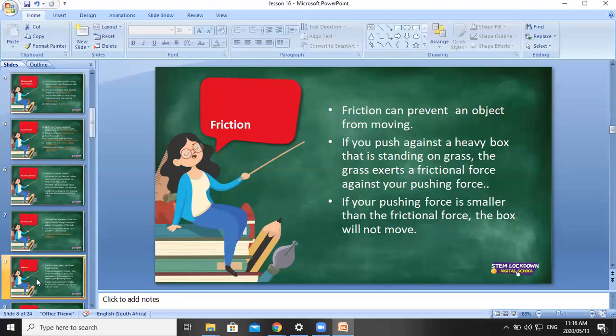And then the birds, most of the time, and the aeroplanes, when they are in the air, also experience a frictional drag. And then if you push against a heavy box that is standing on grass, the grass exerts a frictional force against your pushing force. So you're trying to push this box forward, and you are experiencing resistance. That is because of the friction of the grass on the box. So remember, we said friction is opposite, grade 9. If your pushing force is smaller than the frictional force, the box will not move.